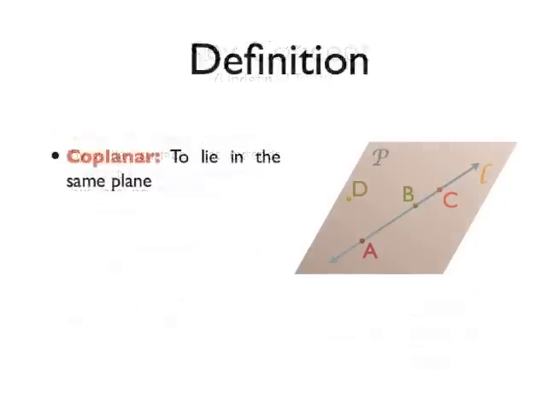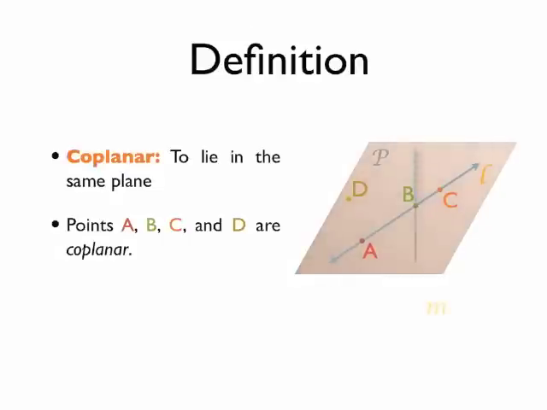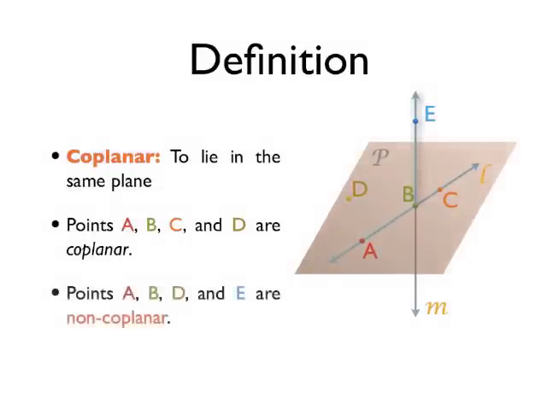So another definition really quick. Coplanar means to lie on the same plane. So as you can see, points A, B, C, and D are coplanar. But what happens if we had this line M here with point E on it? Notice M is not in plane P, it goes down through it. So point E is not in plane P. That means that points A, B, D, and E are non-coplanar. They are not in the same plane.